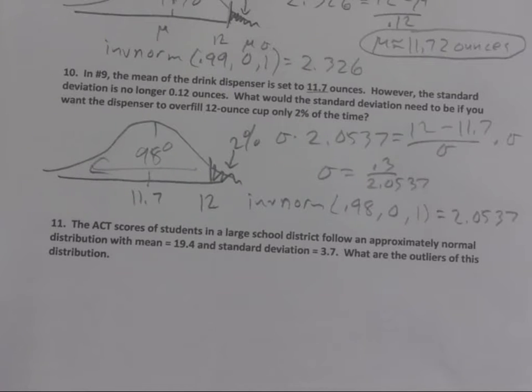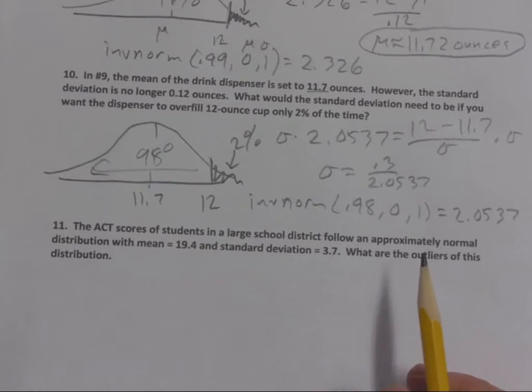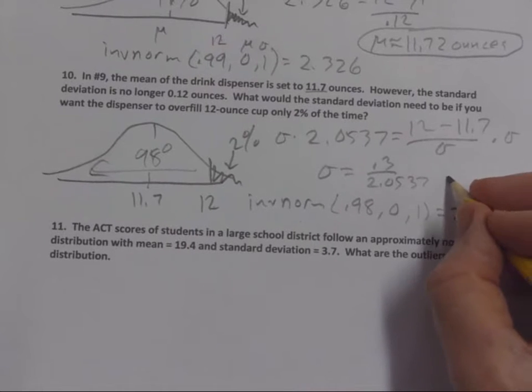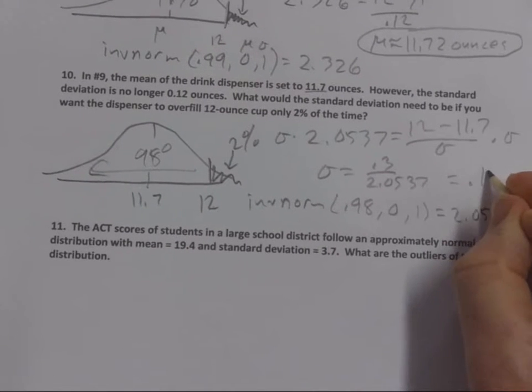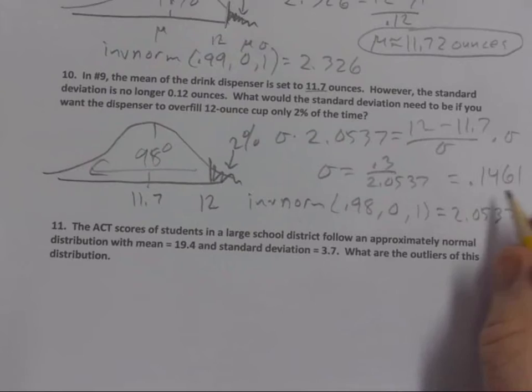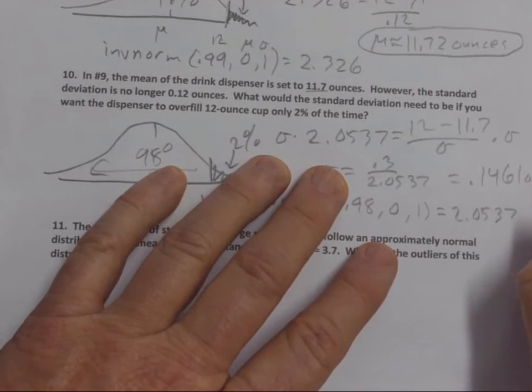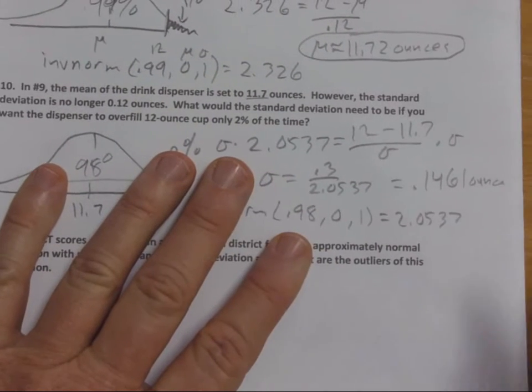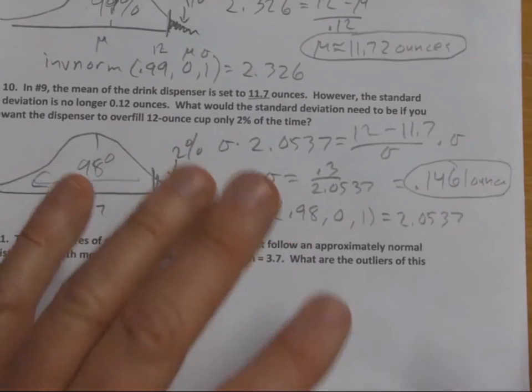Did I make a mistake there? So 12, and no, that's right, I'm sorry. 0.1461, and that has a unit that is also ounces. So that is that.